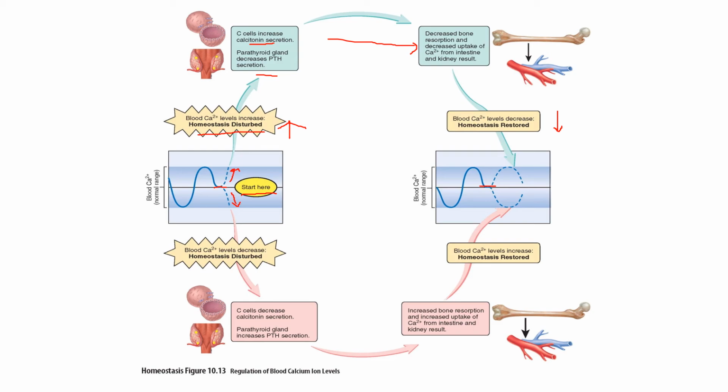Okay? Pero paano naman, ma'am, kapag bababa yung calcium ions? Of course, again, meron tayong homeostasis disturbance. Ang gagawin ngayon ni C cells ay ang kabaliktaran. It will decrease the calcitonin secretion. Kapag sa parathyroid naman, it will increase the parathyroid secretion. Ano po ang magiging response? So, the response of your effector organs or muscles or effector tissues would be increased bone resorption and increased uptake of calcium from the intestine and your kidney. So, as a result, kapag nag-increase ulit yung level of your calcium, magkakaroon na ulit ng homeostasis.